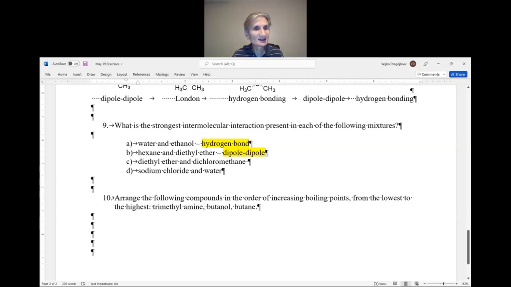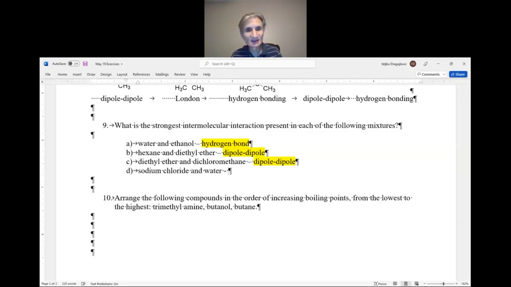So next one, diethyl ether, polar, dipole-dipole. Dichloromethane, among dichloromethane, it's also polar, it's going to be dipole-dipole. And two different types of polar molecules, also dipole-dipole. So it's the same as before. The strongest interaction is dipole-dipole interaction.